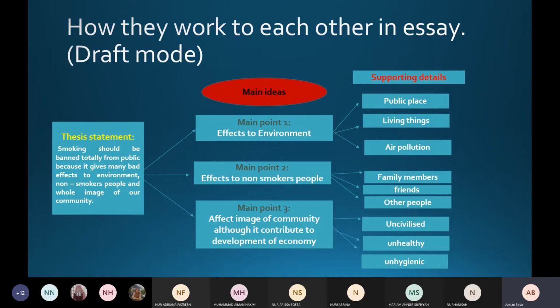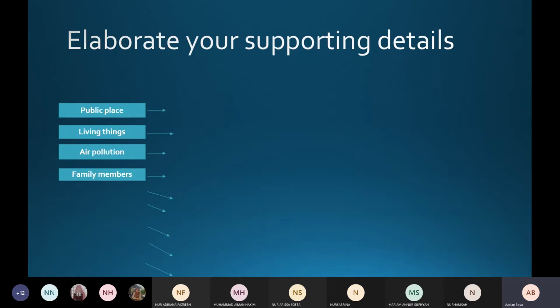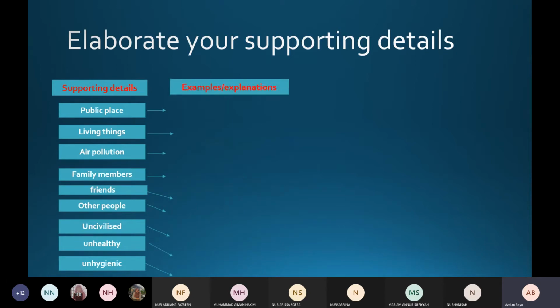Adakah cukup tu? Adakah dah cukup sampai supporting detail? Belum cukup lagi because you kena ada example, explanation. Okay, so I ambil supporting detail tadi, kita kembangkan lagi. Sekurang-kurangnya satu example. Alright, this is actually supporting detail. We have public place, living thing, and air pollution for one paragraph. Alright, so what is the example that referring to public place? You can talk about park, hospital, etc. Living thing, you can refer to human, animal, or plants.